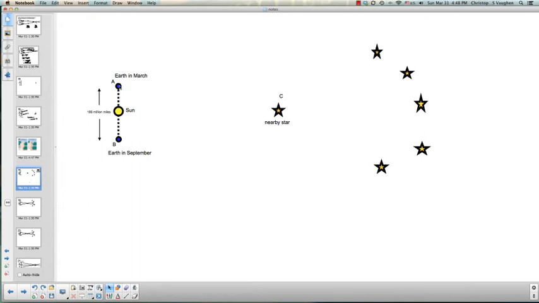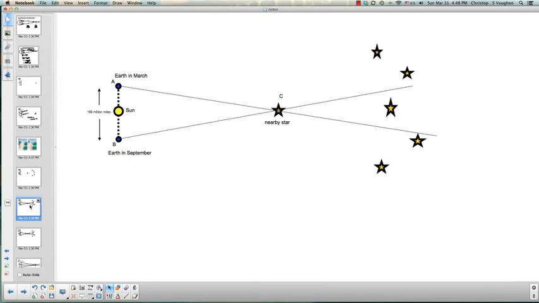Imagine you've got two eyes, one eye in March and one eye in September as the Earth goes around the Sun, and instead of a thumb, we're looking at this nearby star against the background stars. In March, the star here at point C seems to be between these two stars, and then later in September, it seems to be between these two stars. So it seems to have moved against stars that are farther away. So we can get our first step toward calculating the distance to the stars by parallax. It doesn't move very much, so you've got to have really accurate measurements of the angles.